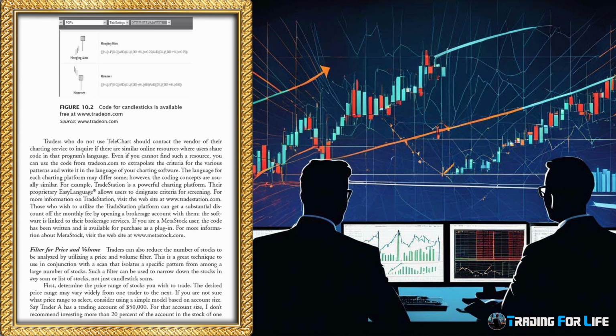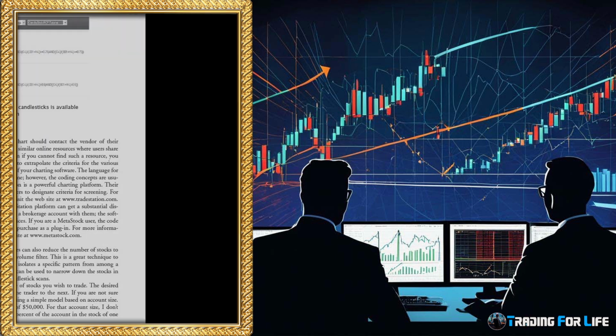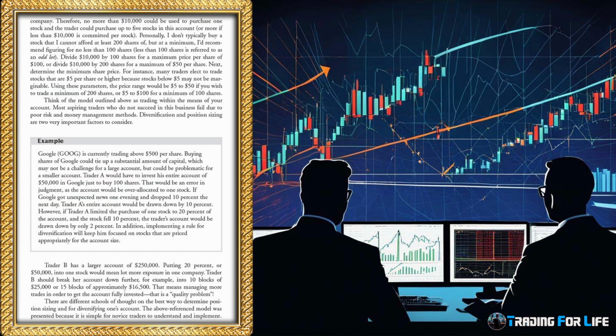The desired price range may vary widely from one trader to the next. If you are not sure what price range to select, consider using a simple model based on account size. Say Trader A has a trading account of $50,000. For that account size, I don't recommend investing more than 20% of the account in the stock of one company. Therefore, no more than $10,000 could be used to purchase one stock, and the trader could purchase up to 5 stocks in this account, or more if less than $10,000 is committed per stock.